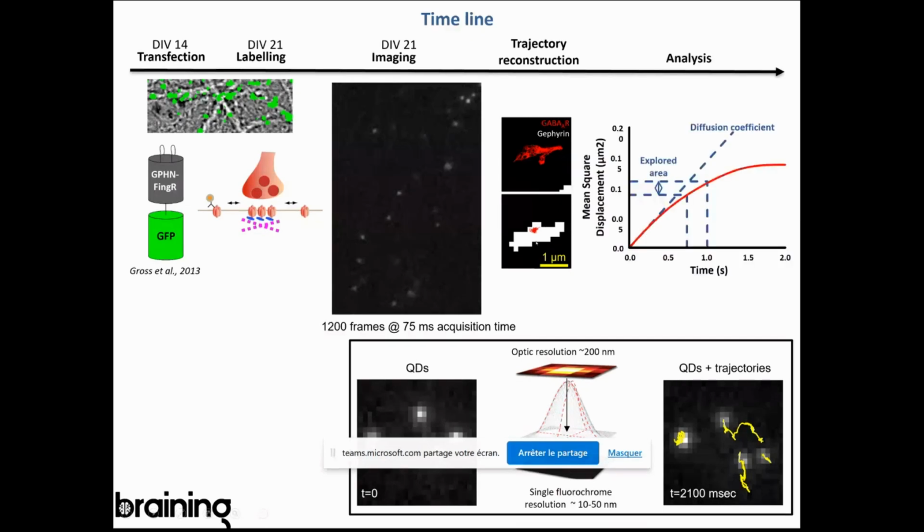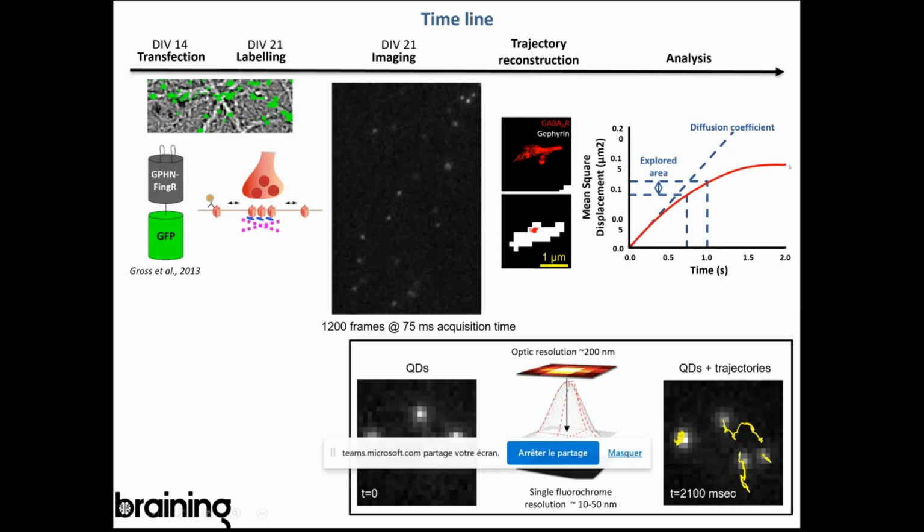So for each of these trajectories, we then calculate what we call the mean square displacement function over time, which is expressed in square micrometers over time. So what does it mean? Actually, we are looking at the surface explored by the trajectory over the time of the recording. And if the relationship is linear, it means your molecule is moving further and further away. So it's not restricted in its motion. It's freely moving. And that's what we usually have for an extrasynaptic receptor.